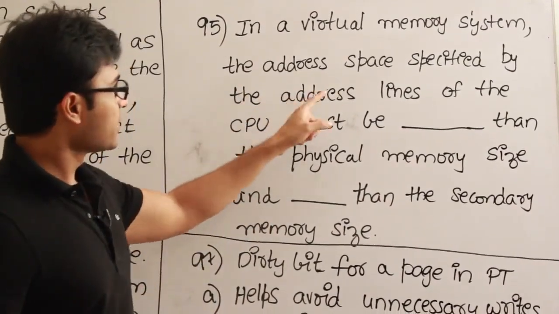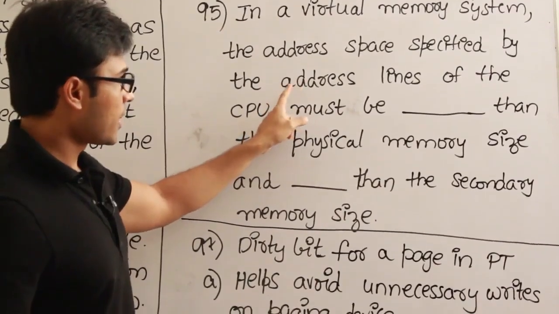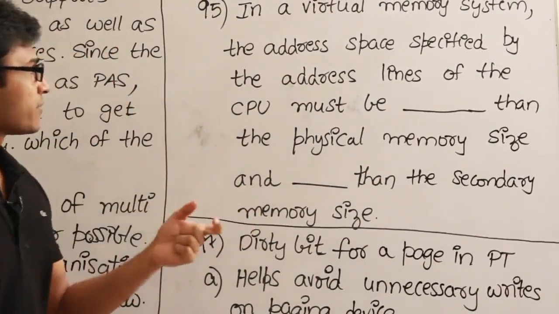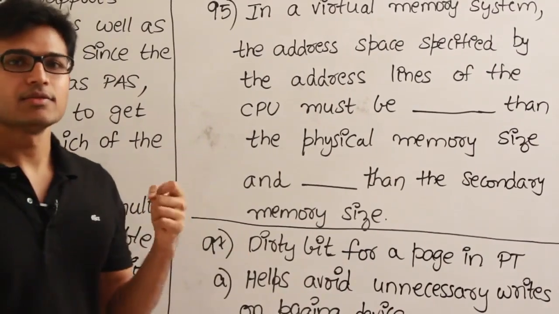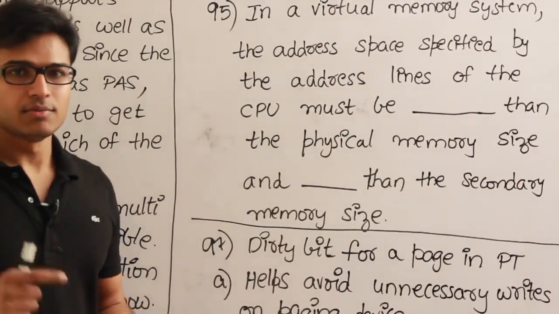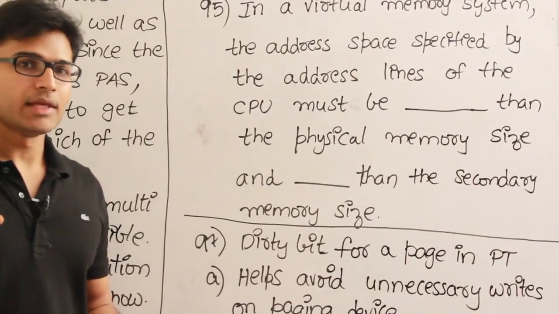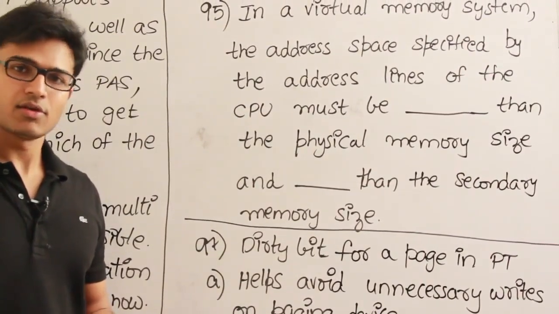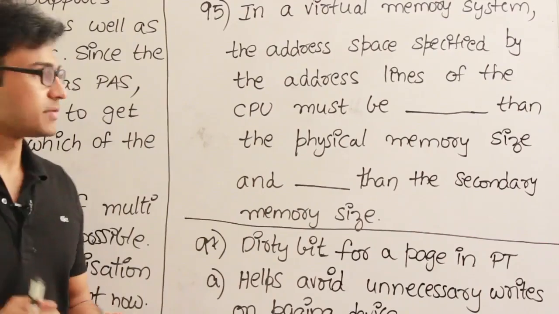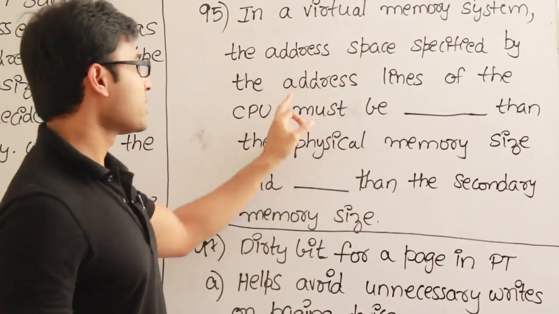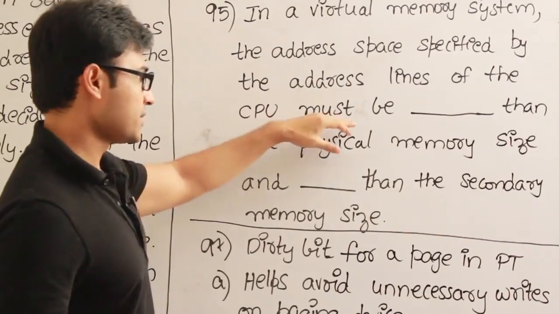The address space generated by the address lines of the CPU. So what is the address space generated by the address lines of the CPU? That is logical address space, isn't it? CPU always generates the logical address, and the space generated by that logical address is called the logical address space, right? So in a virtual memory system, the address space generated by the address lines of the CPU must be.